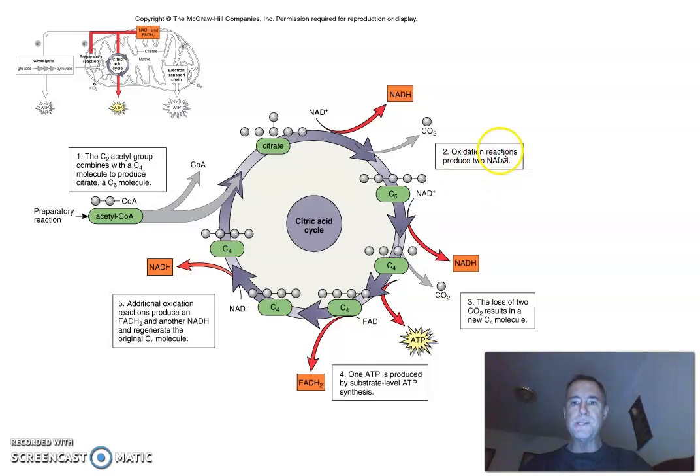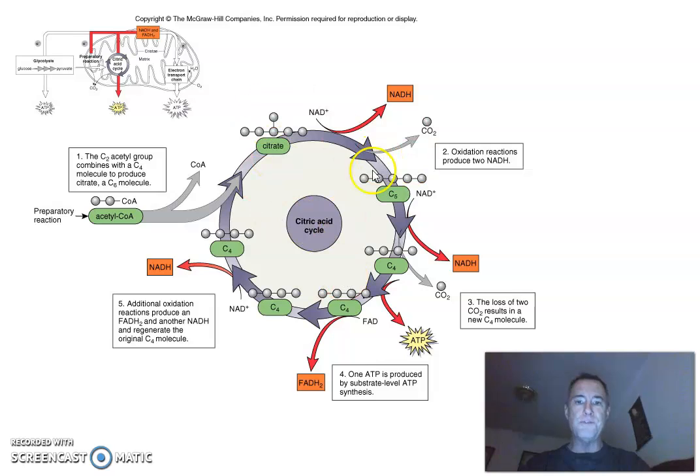So here, when we see this area that says oxidation reaction produce 2 NADH, we're pulling hydrogens away from the citrate. What I misspoke, I said that we oxidized NAD plus to NADH, when in reality we added hydrogens to it. So what I should have said is we reduced NAD plus to NADH. So again, the important thing to remember is if I pull hydrogens away, I'm oxidizing something. If I add hydrogens to something, I am reducing it. So I hope that is made clear for you.